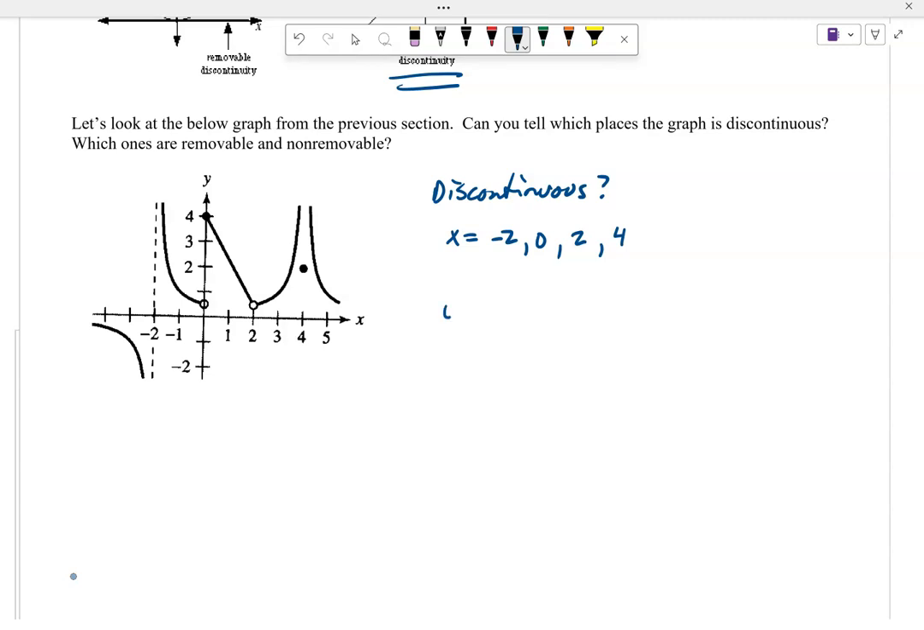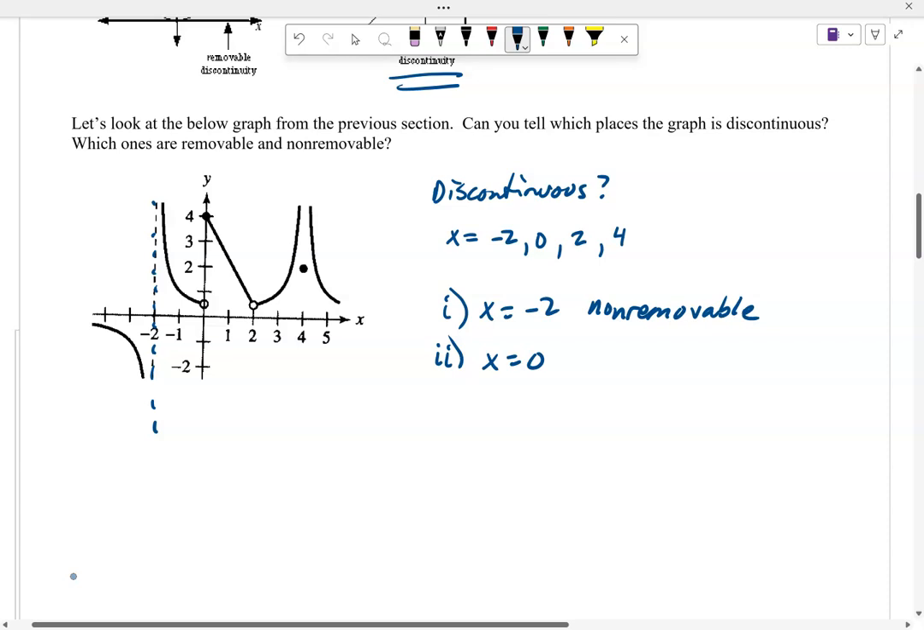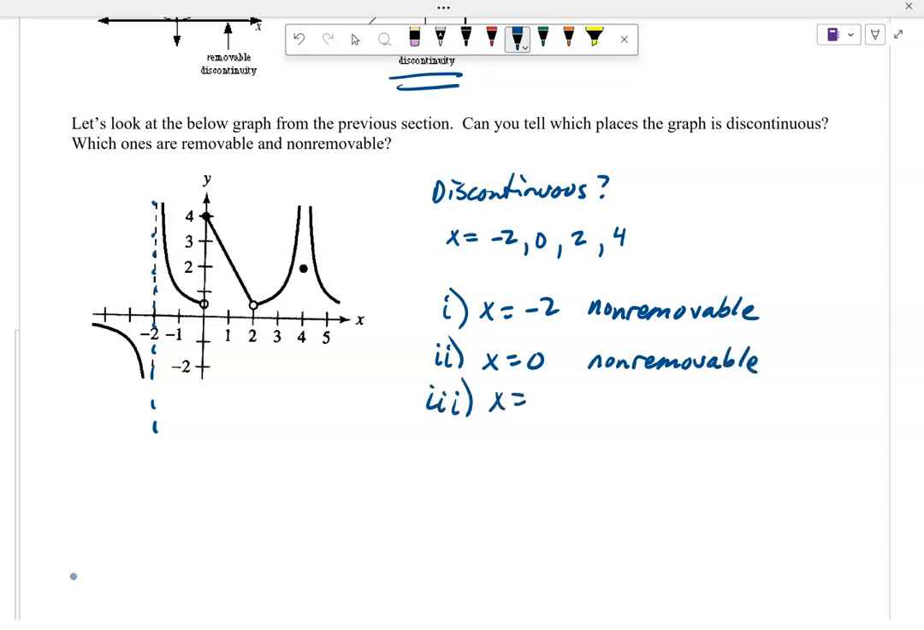Now let's look at each one of those one by one. At -2, is this a removable or non-removable discontinuity? Can I just plug a hole there? No, I've got this vertical asymptote. There's no way I can make that continuous. This is non-removable. All right. How about at 0? Can I just plug a hole there and make it continuous? Nope, I got a gap again. So that's non-removable.